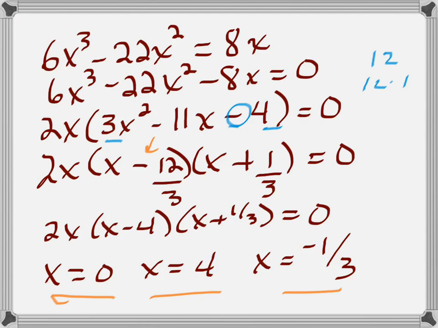Notice we have three solutions, and that's going to tie into the exponent of the leading term at the top. It's a cube, 3, so therefore it has three solutions. A quadratic, which is x squared, is going to have two solutions. X to the 4th will have 4 solutions, and so forth and so on.